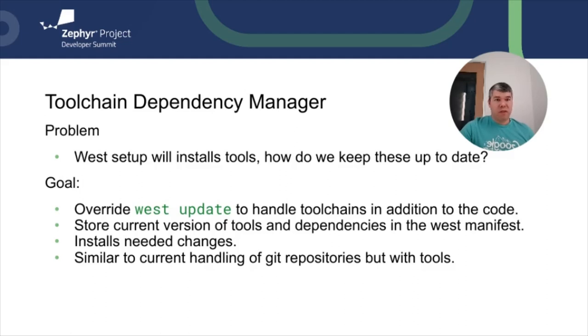This is where we'd like to have a dependency manager built into the West update command. The currently installed toolchain version can exist within the manifest. When invoking West update, West can compare tooling versions of what's installed and the latest released version. When applicable, it will download and install the appropriate tools, saving unneeded time of reinstalling the same version of the tool. This will be similar to how West update currently handles fetching code within Git by comparing SHAs.